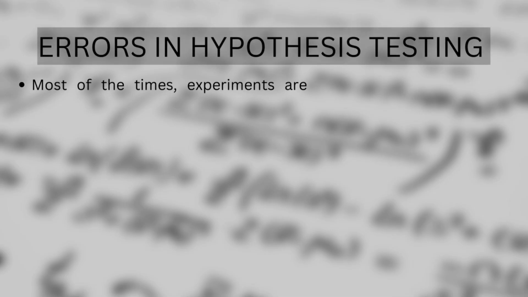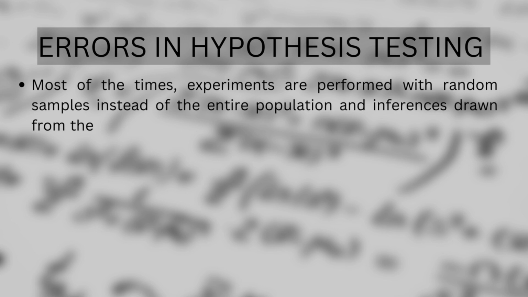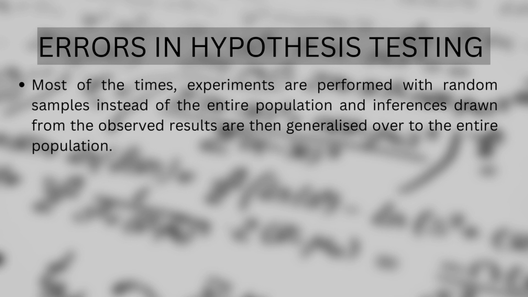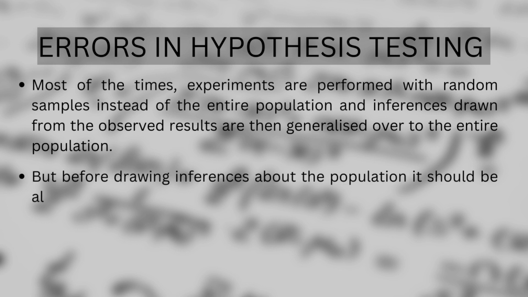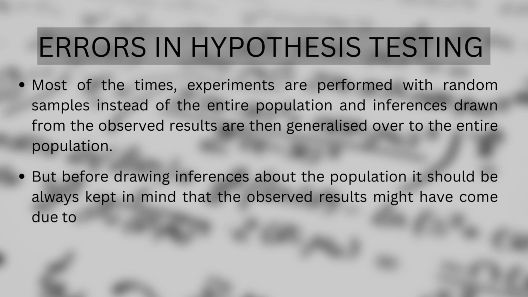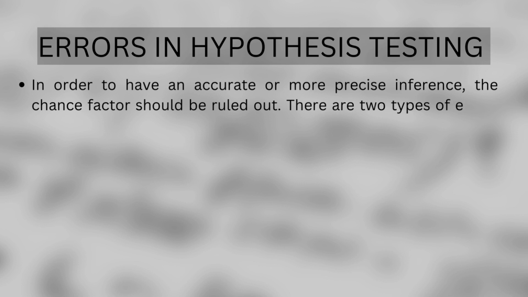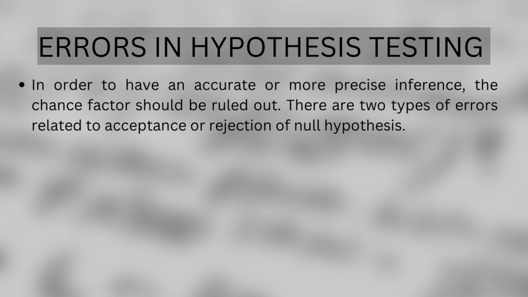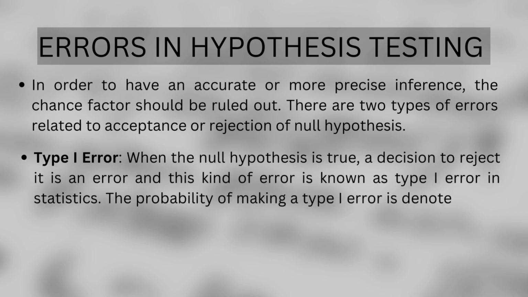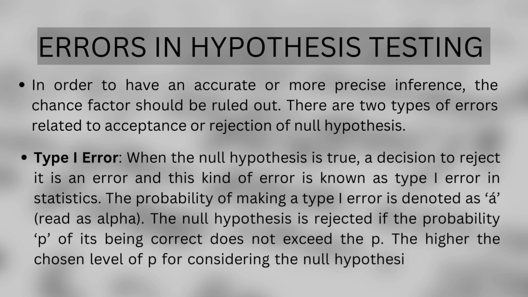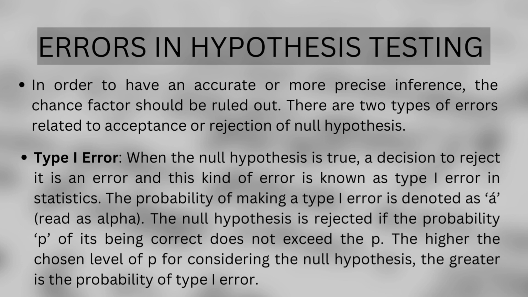Most of the time, experiments or research are performed with random samples instead of the entire population, and inferences drawn from the observed results are generalized over to the entire population. But before drawing inferences about the population, it should always be kept in mind that the observed results might have come due to chance factor. In order to have an accurate or more precise inference, the chance factor should be ruled out. There are two types of errors related to acceptance or rejection of the null hypothesis. One is known as type 1 error, another is type 2 error.